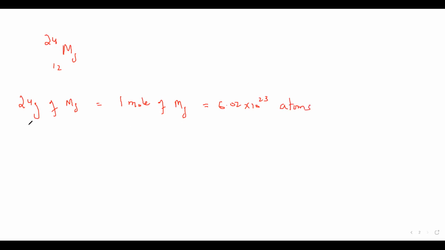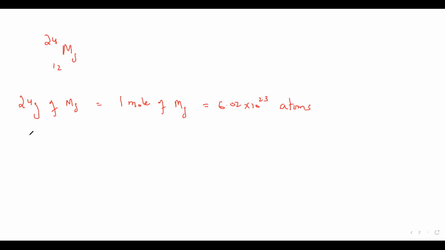Another example: as we know, magnesium is 12 and 24. If we have 24 grams of magnesium, it means we will have 1 mole of magnesium, and 1 mole of magnesium will have 6.02 × 10^23. Because magnesium is an atom, these will be atoms.